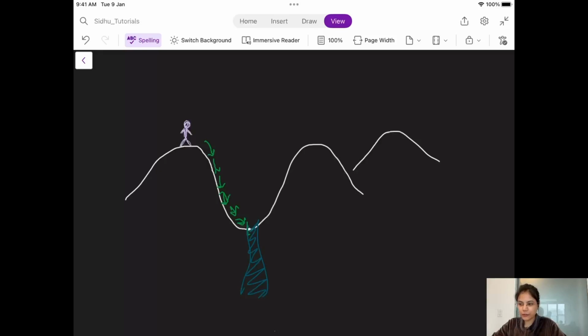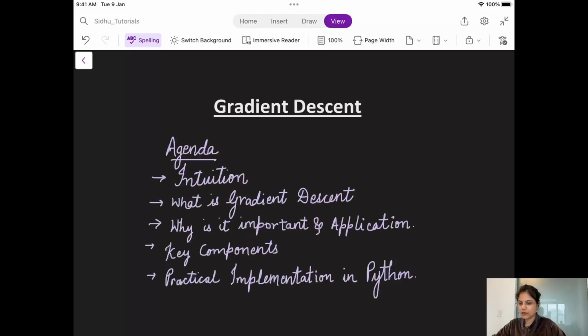So now let's further understand in a technical way what gradient descent is. It is an optimization algorithm which we use to minimize the cost or loss function of a model. Why is it an optimization algorithm? Because it gives us the best parameters W and B with minimized cost. The main idea is to iteratively adjust the parameters in the direction of the steepest descent of the cost function.